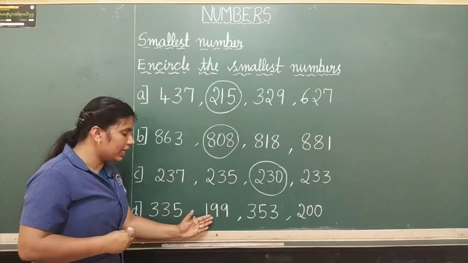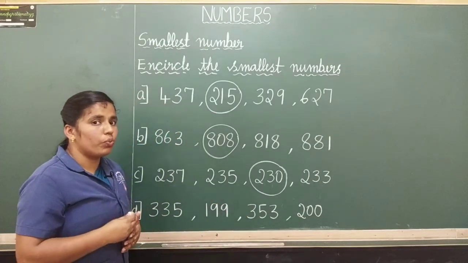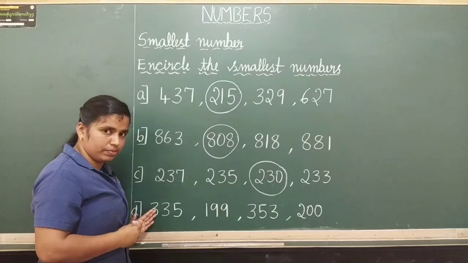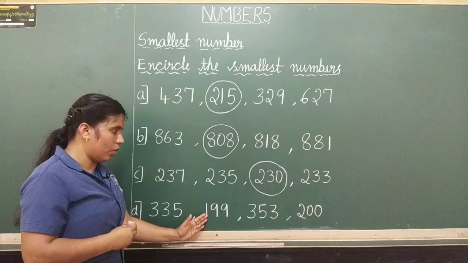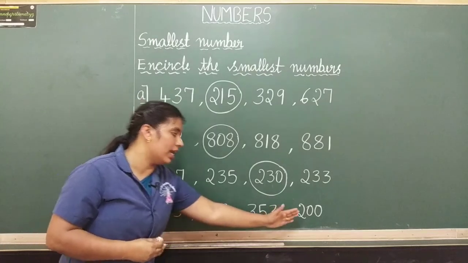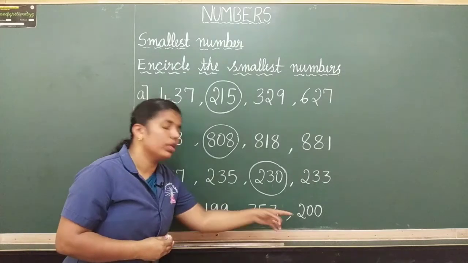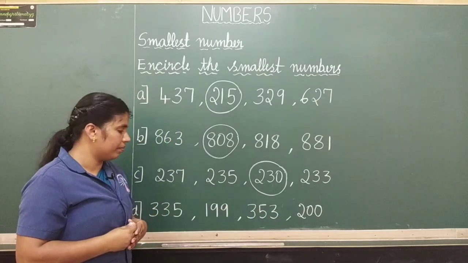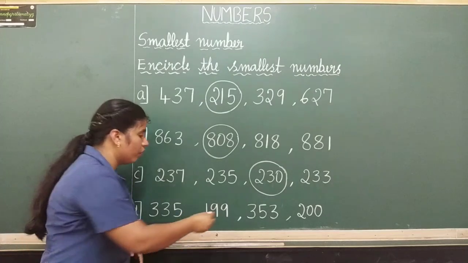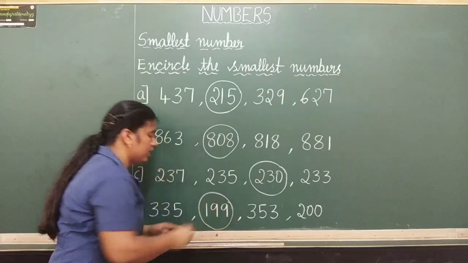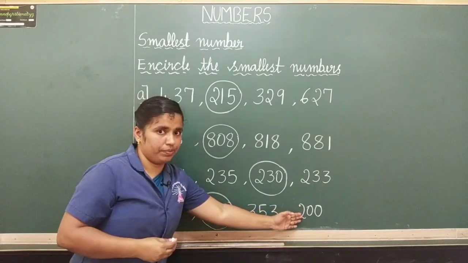335, 199, 353, 200. So when we start comparing from hundreds place, here in hundreds place we have 3, here we have 1, here we have 3 and here we have 2. So 3, 1, 3, 2. Which is the smallest number here? Very good. 1 is the smallest number. Therefore, 199 is the smallest number when we compare to these numbers.